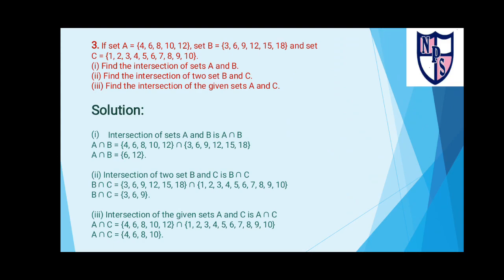Similarly, for B intersection C, we will choose the common elements of B and C, and the common elements are 3, 6 and 9. So the intersection of B and C is the set containing 3, 6 and 9. In the last, intersection of A and C, and the intersection of A and C is 4, 6, 8 and 10, which are common in A and set C.